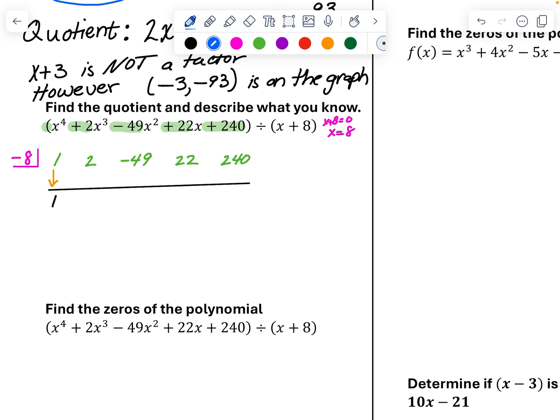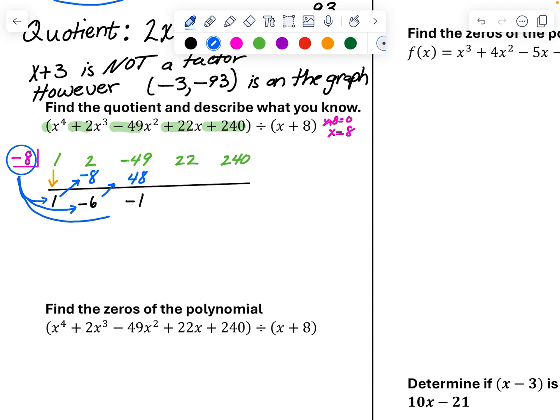Then we're going to multiply and add. We are going to take negative 8 and multiply it by 1. And we're going to put the result right there, which is negative 8. Then we're going to add 2 minus 8 is negative 6. Then we're going to repeat. Negative 8 times negative 6, put our result right there. Negative 8 times negative 6 is 48. Negative 49 plus 48 is negative 1. Then we're going to repeat.